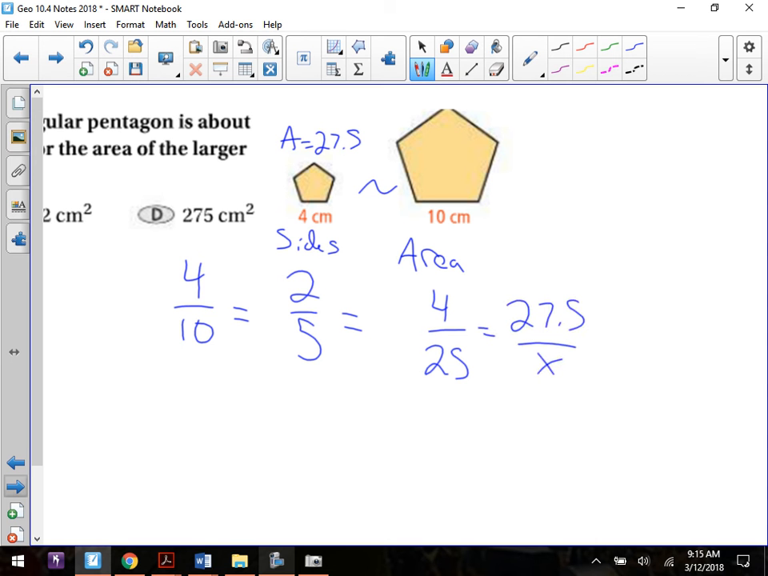What do you do to solve for x? Exactly. You just cross multiply. What you're doing here is taking the ratio that they give you and simplifying it. In this case, we have a side ratio, we have to square it, and then just write in your ratio. So if you cross multiply this, you get 4x equals whatever 25 times 27.5 is.